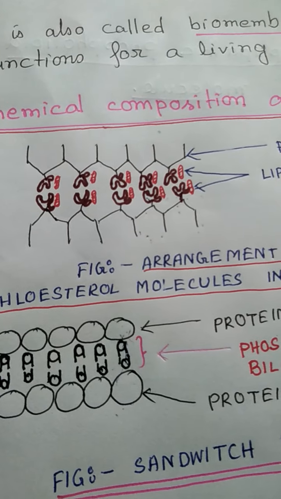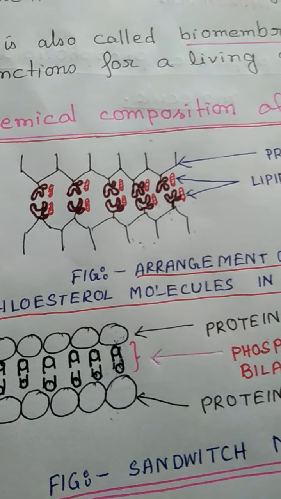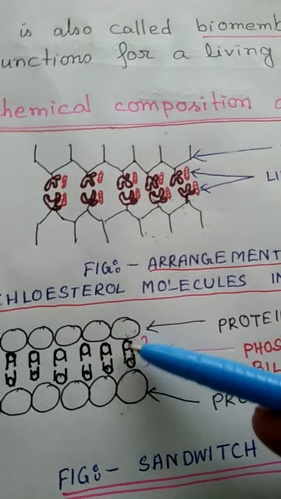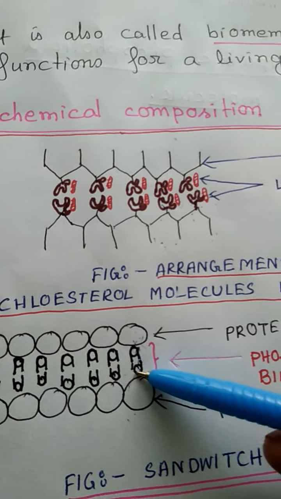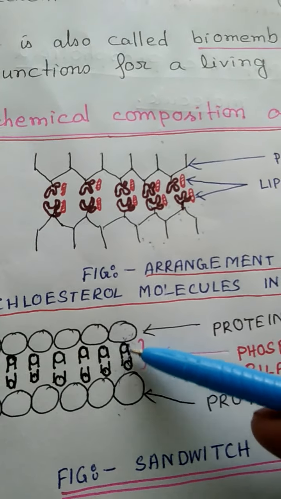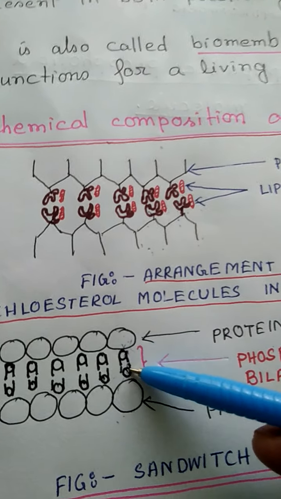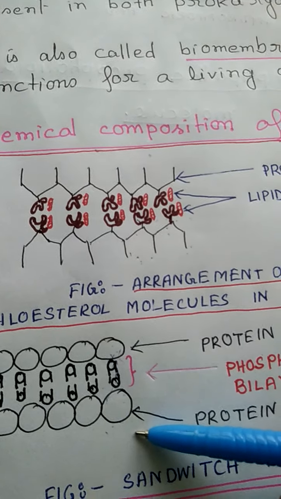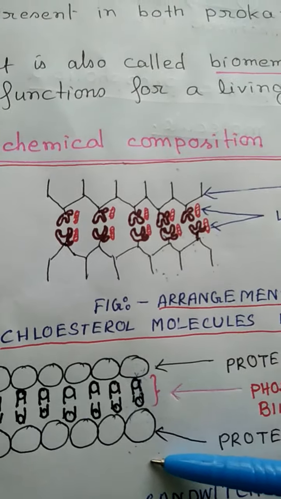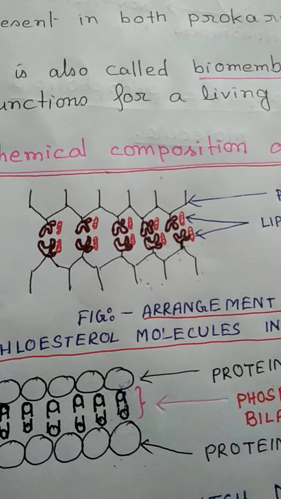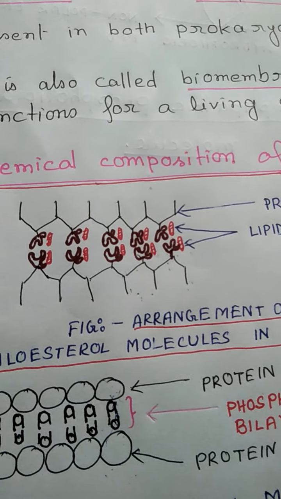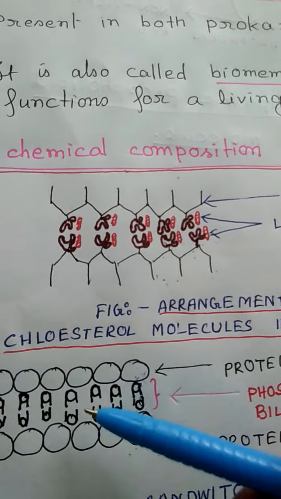The plasma membrane is a porous membrane. The heads are opposite to each other, so this part is the head. The heads face opposite directions and the tails face each other. So that is the sandwich model. This sandwich model was actually proposed by Danielli and Davson. So it is their model.